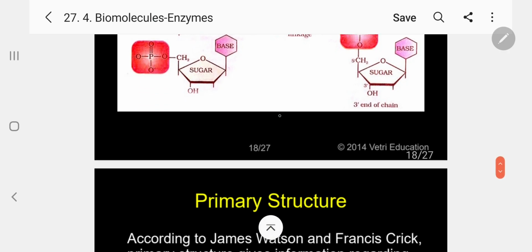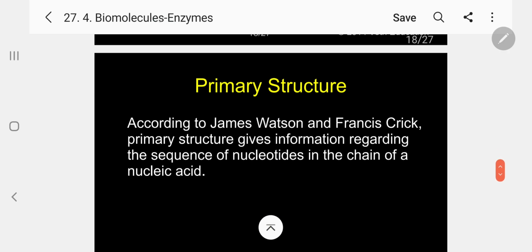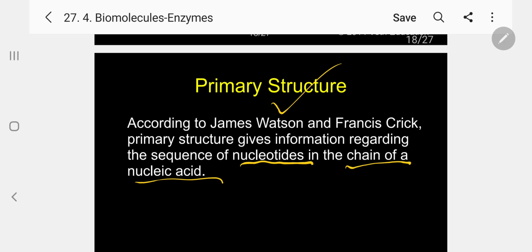Kindly follow. So let me discuss what is primary structure. According to James Watson and Francis Crick, primary structure gives information regarding the sequence of nucleotides in the chain of a nucleic acid. Nucleotide means containing 3: heterocyclic amine, sugar, and phosphoric acid.